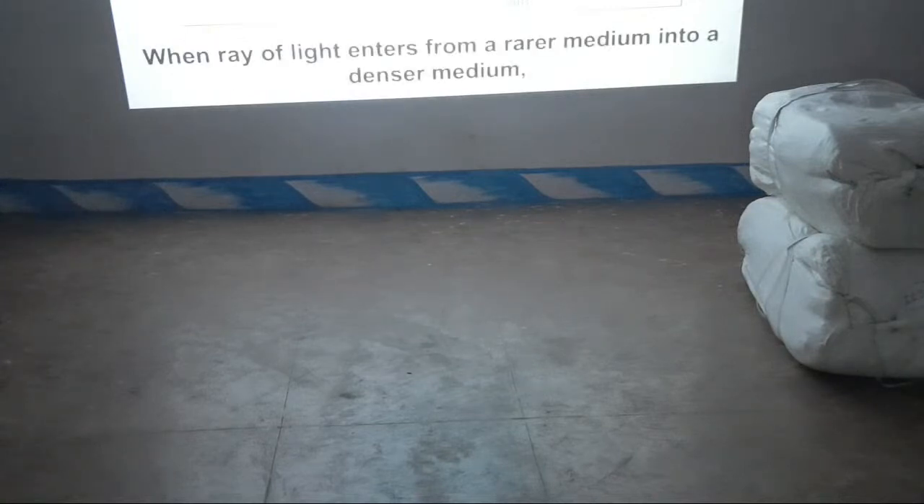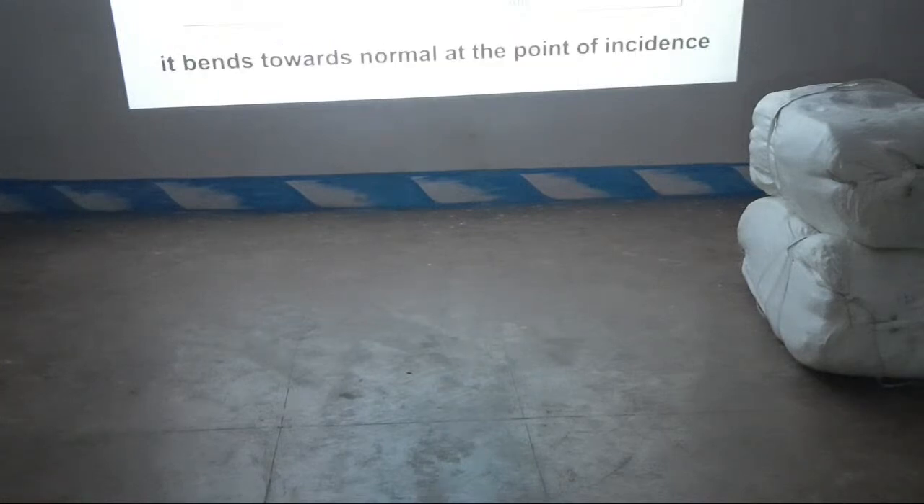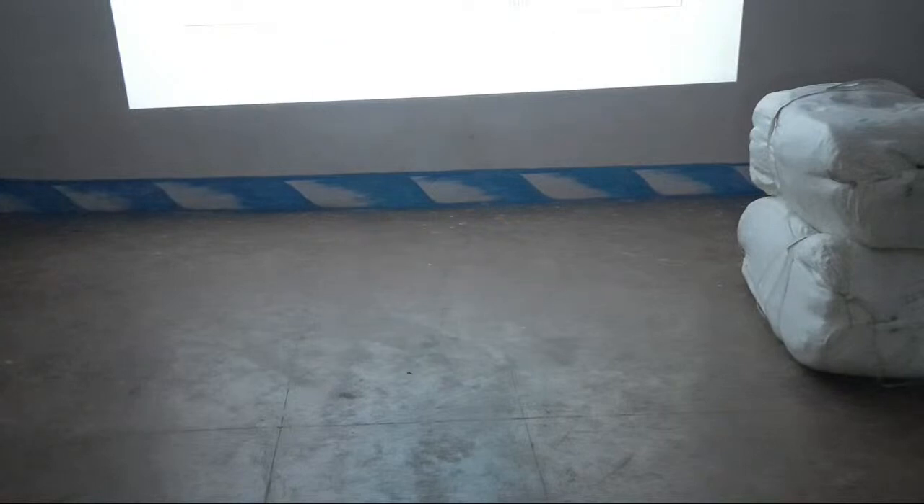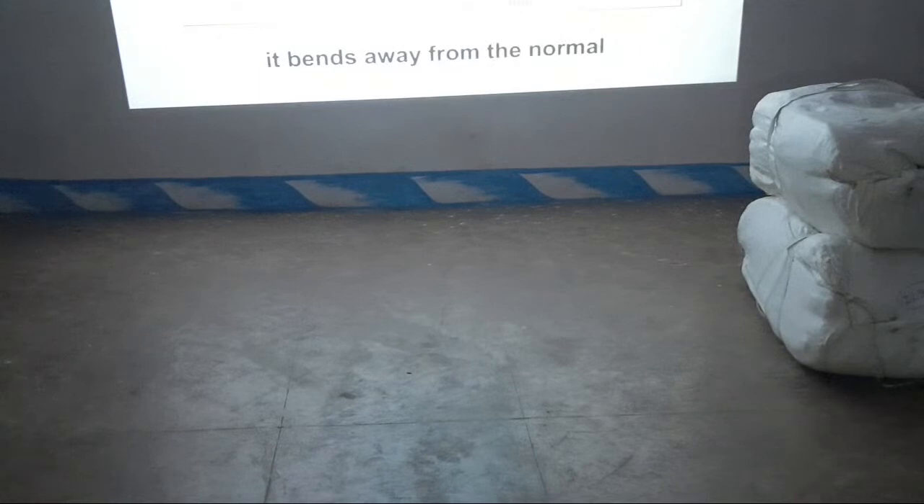When a ray of light enters from a rarer medium into a denser medium, it bends towards the normal at the point of incidence. On the contrary, when a ray of light enters a rarer medium from a denser medium, it bends away from the normal. The ray emerging after the denser medium goes in the same direction and parallel to the incident ray. The angle between the incident ray and normal is called the angle of incidence, denoted as i. The angle between the refracted ray and normal is called the angle of refraction, denoted by r.